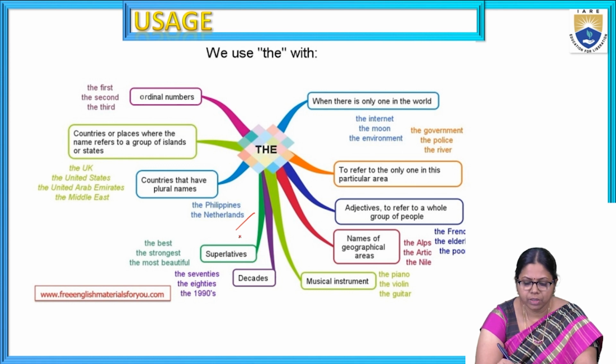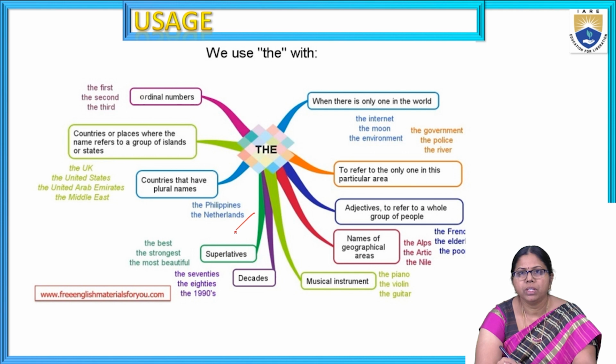And next, the is also used before superlatives: the longest, the highest, the most intelligent. Here are examples before superlatives, like the best, the strongest, the most beautiful. Rose is the most beautiful flower among all the flowers. Iron is the strongest metal among all the metals. Raju is the best student in the class.